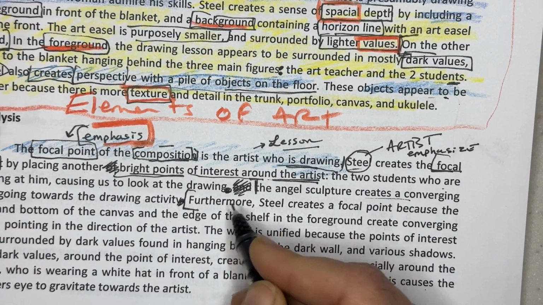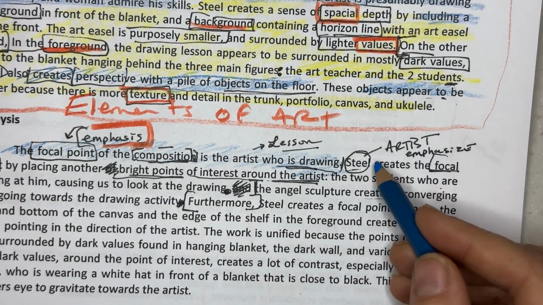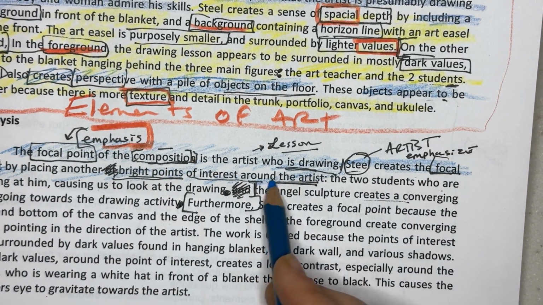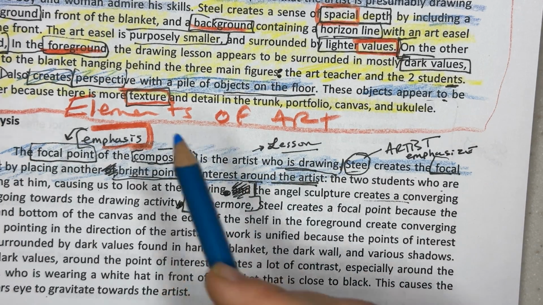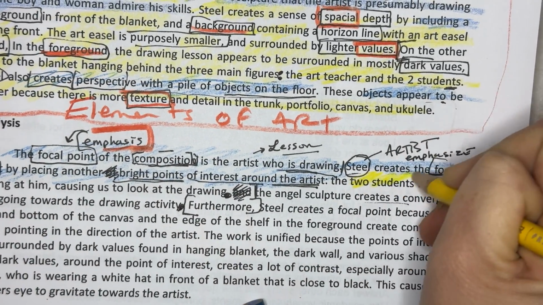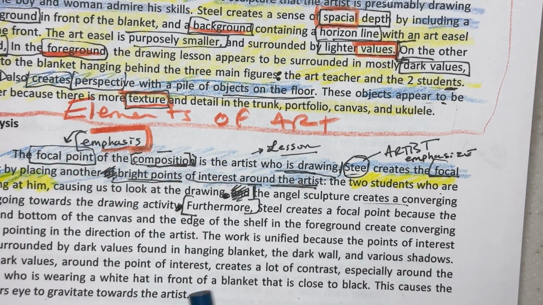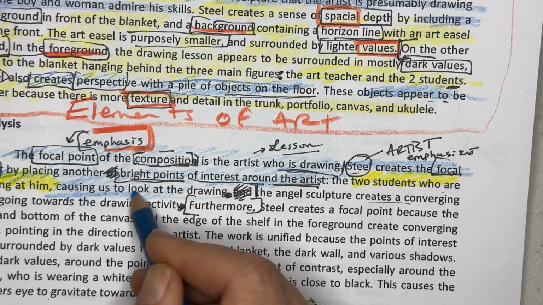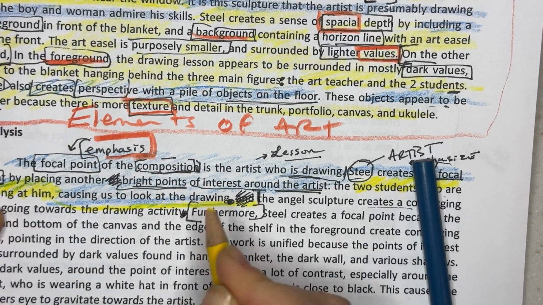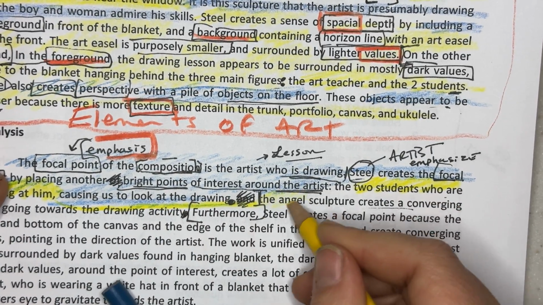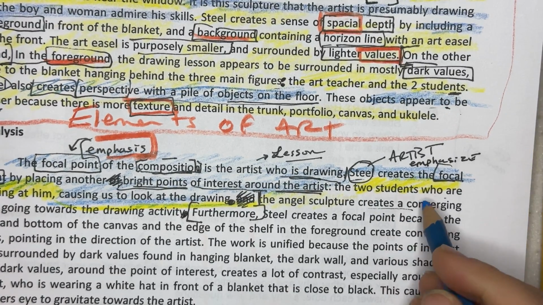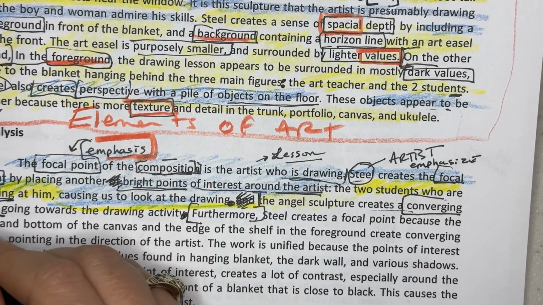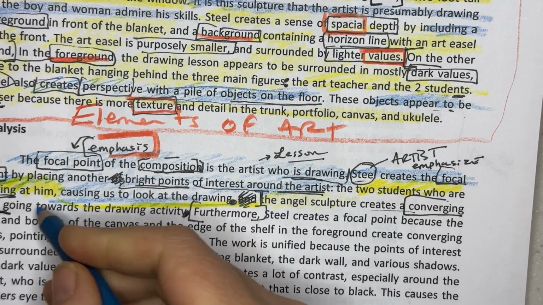Okay. Furthermore, bracket. Let's all stop. Most of this is an opinion. Yes, there are two students who are staring at him, but we're all being opinion-based right now. Causing us to look at the drawing, that's still an opinion. You could argue it's kind of factual. Okay, so there is an angel sculpture, but the fact that it creates a converging line towards the drawing activity, it's pretty factual, but it's also an opinion.